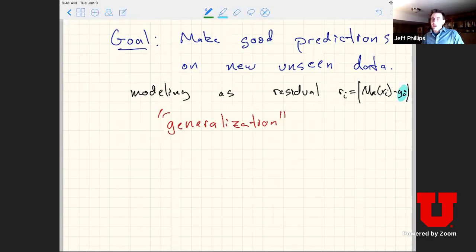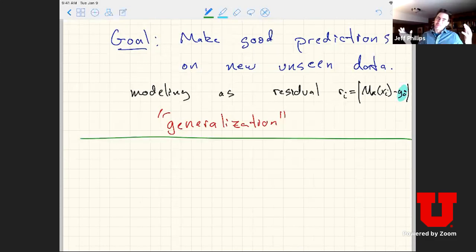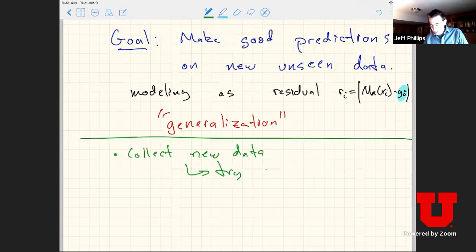If you're a very skeptical person, then you could go and collect new data, and then try the model on this new data and see how well it's working.